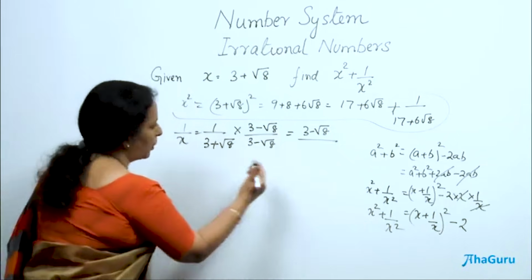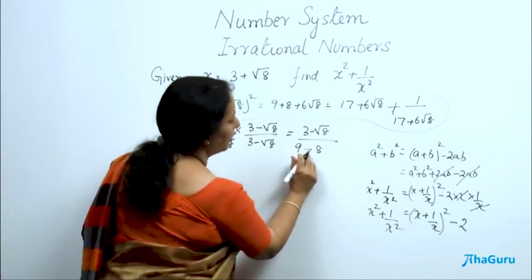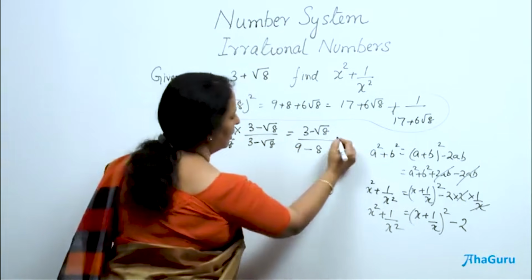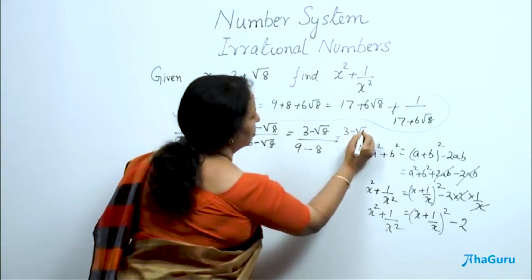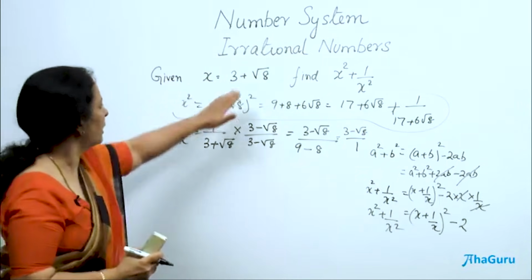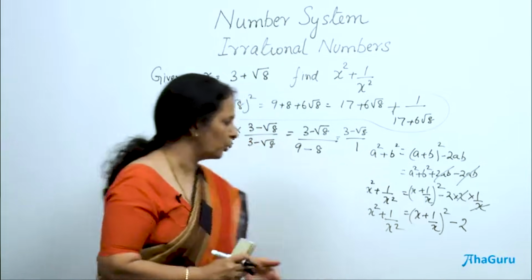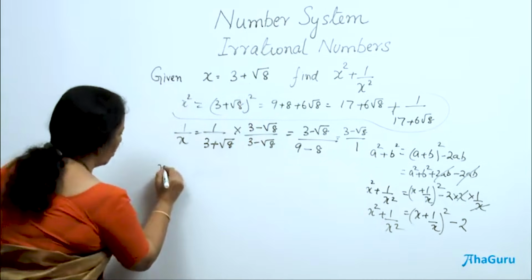a square, 3 square is 9. Root 8 square is 8, a square minus b square. So, there is a minus sign here. This will give me 3 minus root 8 by 1. I can eliminate 1. So, x is 3 plus root 8. 1 by x is 3 minus root 8. Now, I can substitute here. So, what am I supposed to find?